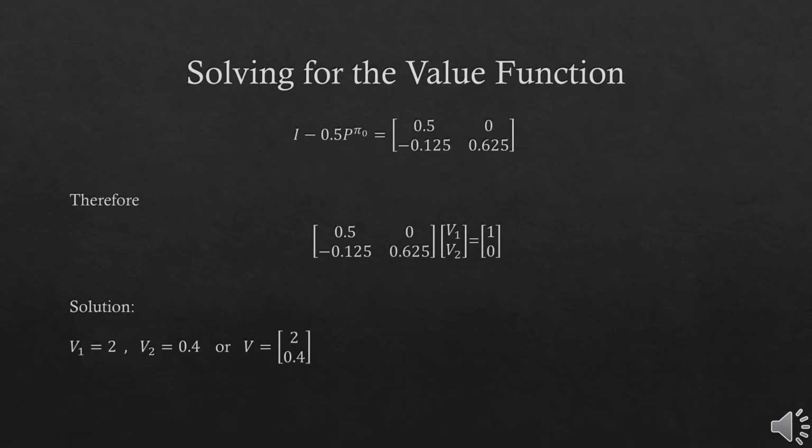After solving the system of equations, we obtain the value associated with each state. The value function tells us the total expected discounted reward that can be earned when starting from a particular state and following the current policy forever. For this initial policy, the value of state 1 is equal to 2, while the value of state 2 is equal to 0.4. These values provide a benchmark that will help us determine whether alternative actions can produce better results.